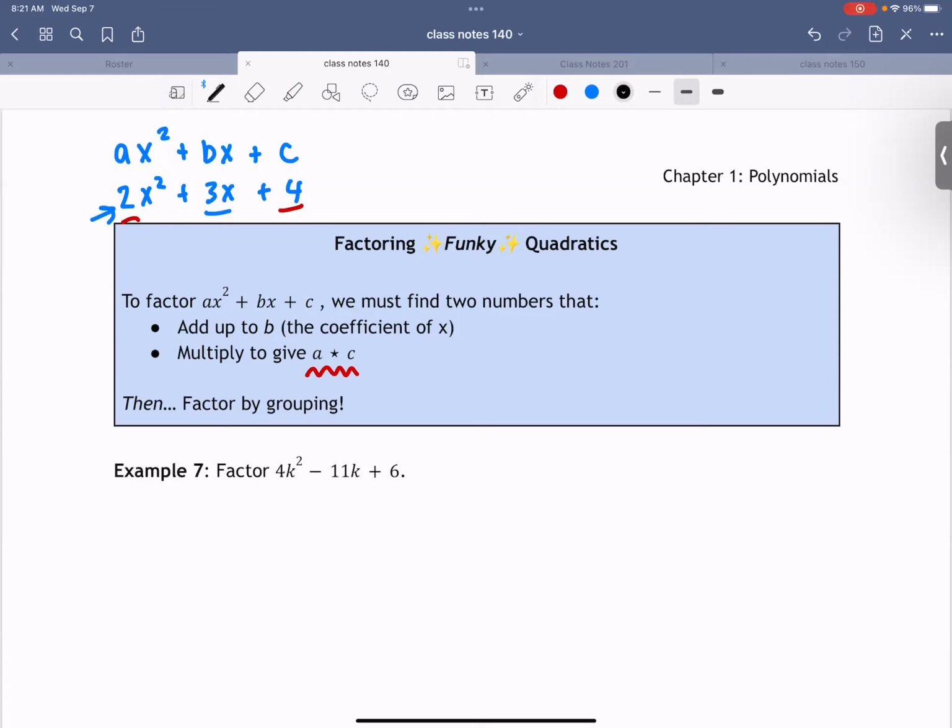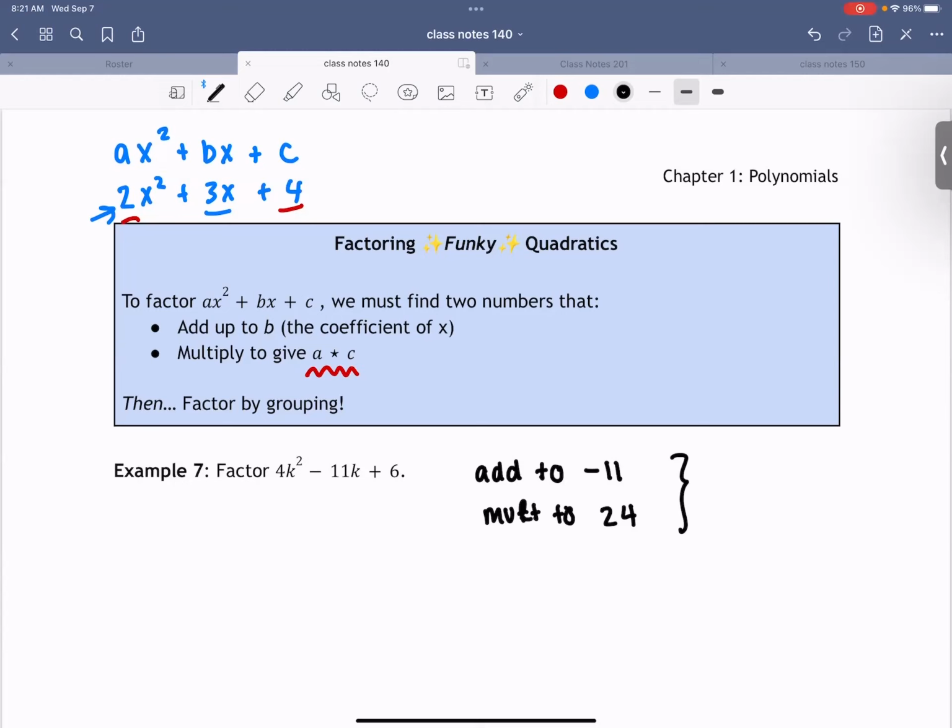We want to factor 4k squared minus 11k plus 6. So we need two numbers that add to the middle number, so -11, right? What are we multiplying to? 4 times 6, which is 24, right? So we want two numbers that add to -11, multiply to 24. Okay, are the numbers both going to be negative, positive, one negative, one positive? They're both going to be negative because they have to multiply to something positive and add to something negative, okay?